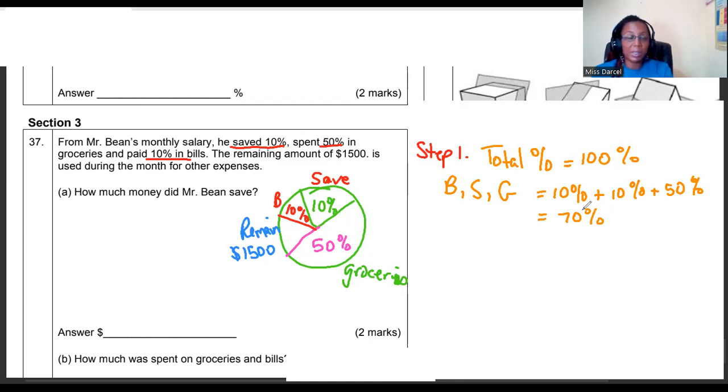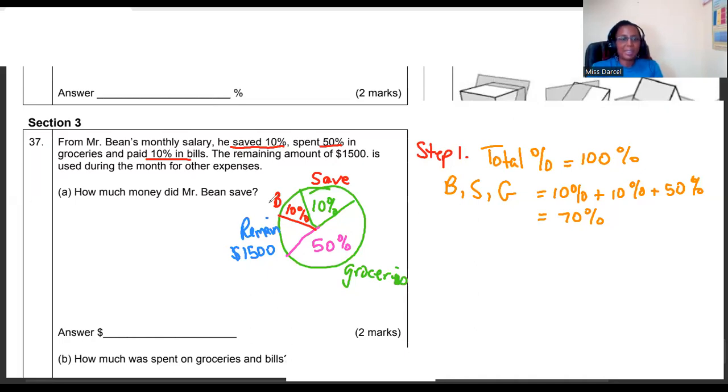So 70% of his total salary is spent on bills, savings, and groceries. So the remainder, which was the blue part, now we know the amount, but we don't know the percentage.